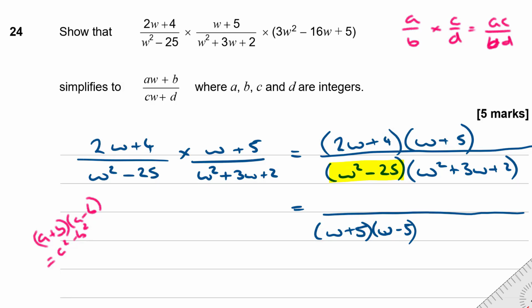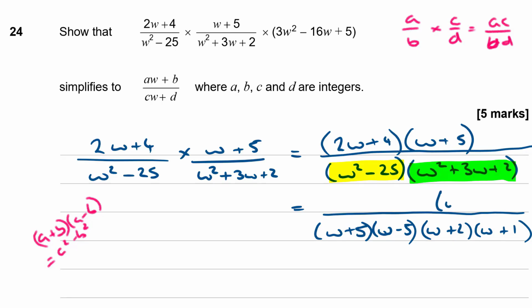The other side of it is a quadratic. Can we factorize it? Does it factorize into two brackets? Well, if it did, it'd have a w and a w there, and I need two numbers that multiply together to give me 2 and add to 3. So w plus 2, w plus 1. And that is over w plus 5, that we can't do anything with, and 2w plus 4, which we can do something with.